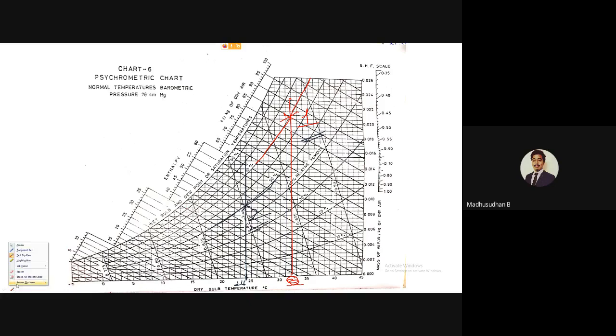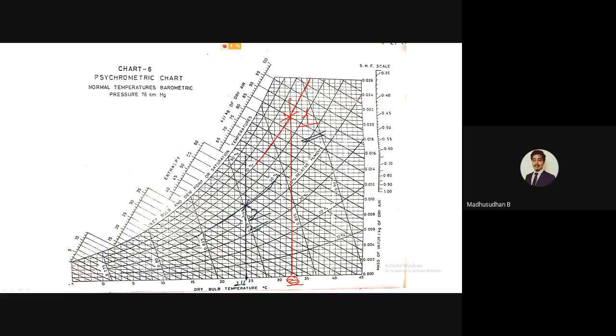So how will you get from the initial state to the final state? In two different processes. First, the initial process is cooling and dehumidification. In cooling and dehumidification, it takes place up till the point where it reaches the saturated curve, correct?